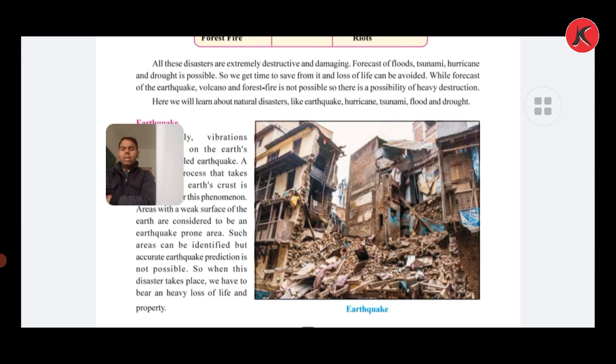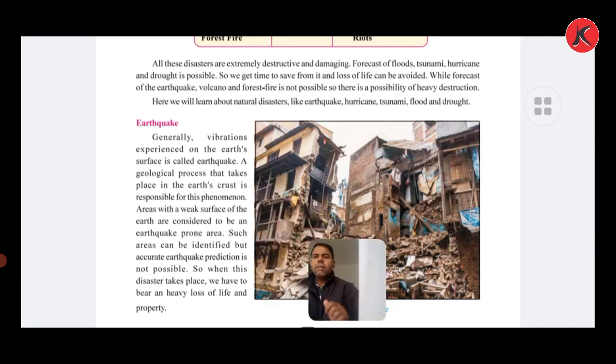Now students, here we will learn about natural disasters like earthquake, hurricanes, tsunami, flood and drought. So first of all, we are going to learn about earthquake. Generally the vibrations experienced on the earth's surface are called earthquake. Students, what do you mean by earthquake? Earthquake is the vibration of the earth. When the earth vibrates, that type of experience is called earthquake.